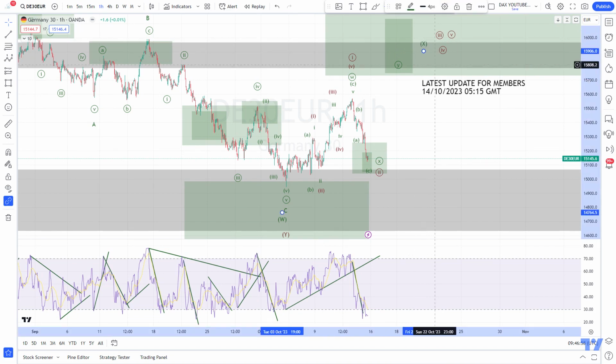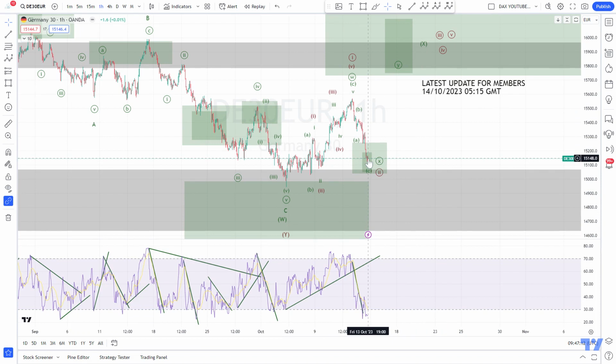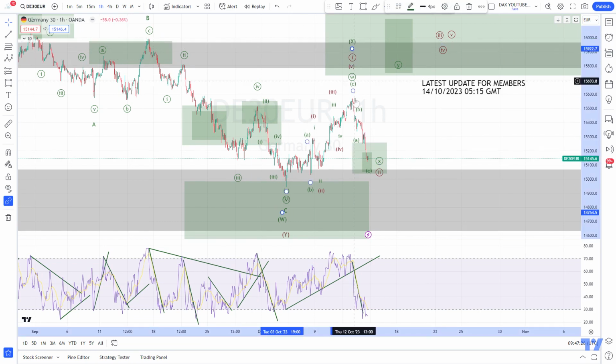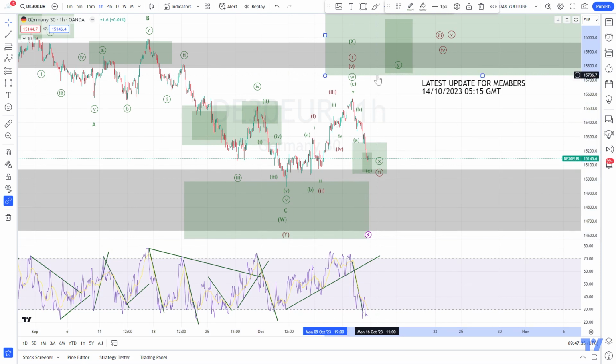So this here is our wave X area. And how we would get there is by doing a WXY structure. So now we have 3 waves here. If we would take out this low immediately, with immediately I mean like beginning of next week, for instance, then it would mean that our wave X was in right here. So we have 3 swings, which is a corrective wave, A, B, C, but we did not reach this area right here, the wave X area.